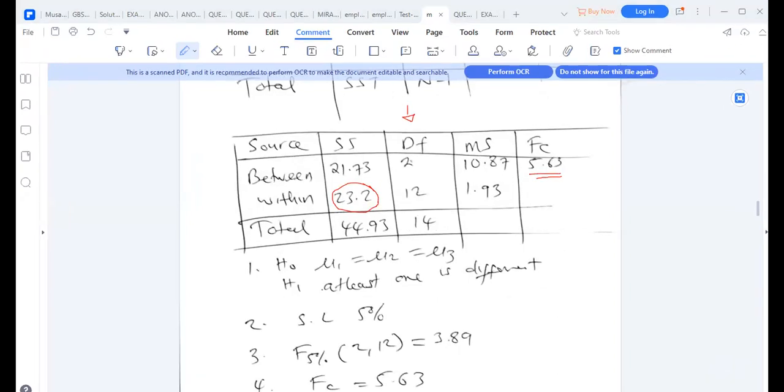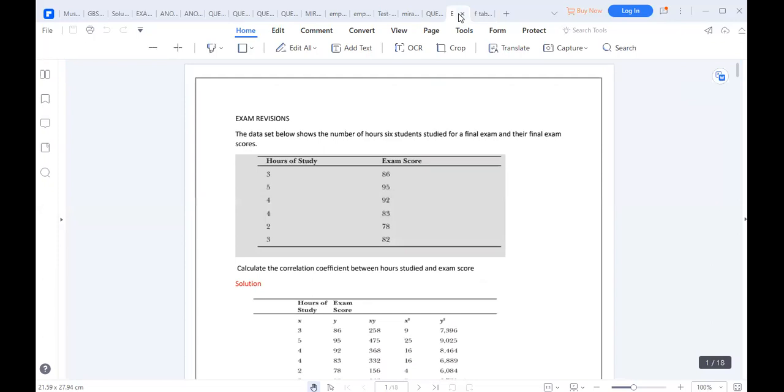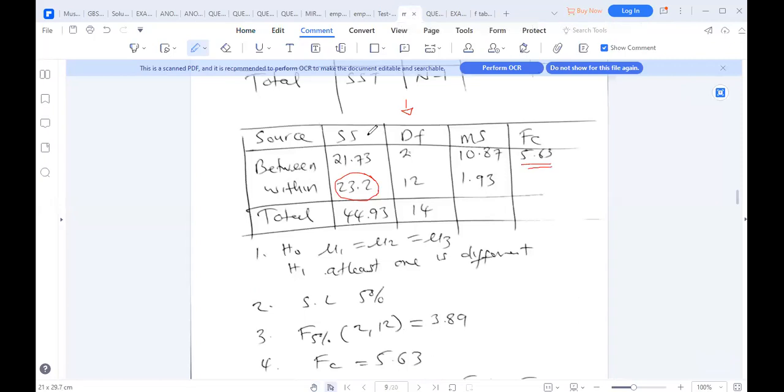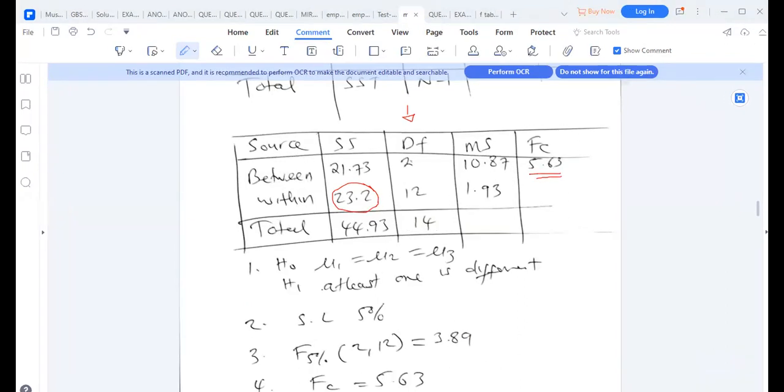How do we read the tables? There are 3 tables that we use for ANOVA. This is what we call the 5%. There's a 1% and a 0.1. So we use our column to check the 2 and the row to check the 12.